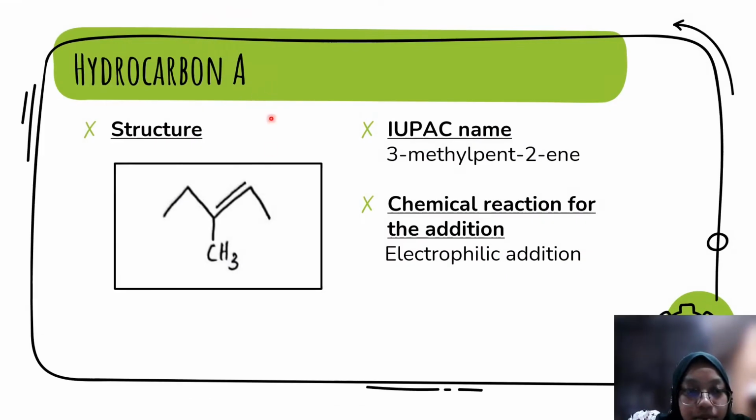For hydrocarbon A, the structure is like this. Its IUPAC name is 3-methyl-pent-2-ene. The double bond here indicates it is an alkene group, and the parent's name here is pentene because the longest carbon chain here is only 5. The other carbon here is the alkyl group, and it is substituted to carbon number 3. For chemical reaction, here is electrophilic addition.